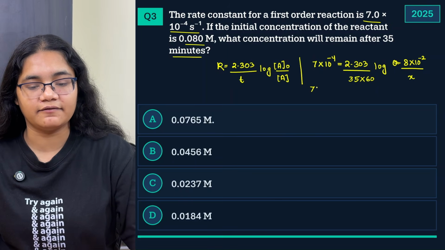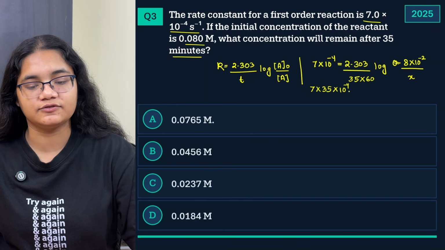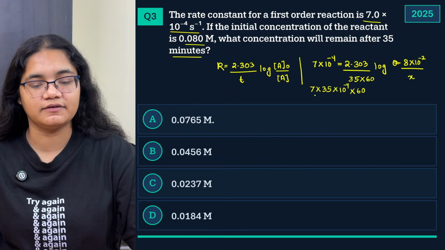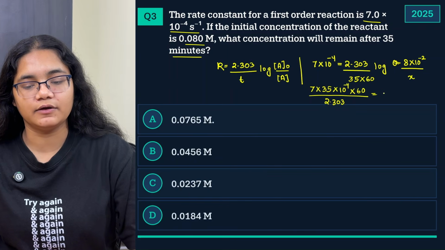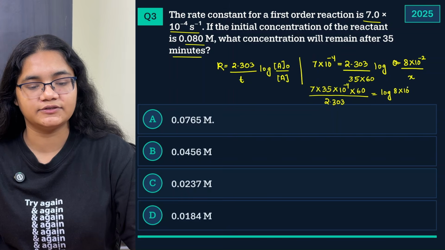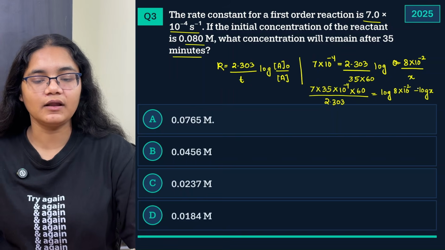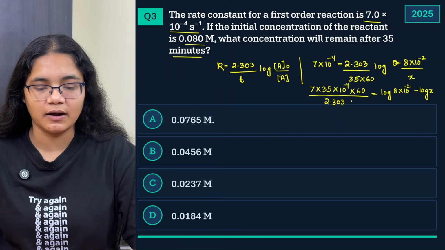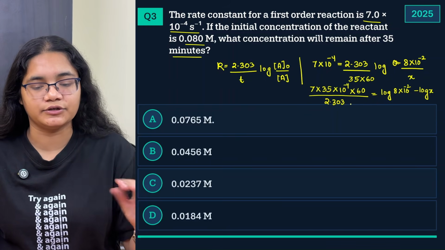Now this is 35 minutes and we must convert it into seconds because K is in seconds. So I will multiply here by 60. So I have now 7 into 35 into 10 to the power of -4 into 60. Okay, this is second and this is second inverse, that will get cancelled, divided by 2.303 is equal to log of 8 into 10 to the power of minus 2, minus log of x. Okay, this value we have got. Now let's first solve this part, then we'll subtract. But in COMEDK you have calculators, you can easily do this calculation, you don't have to worry.